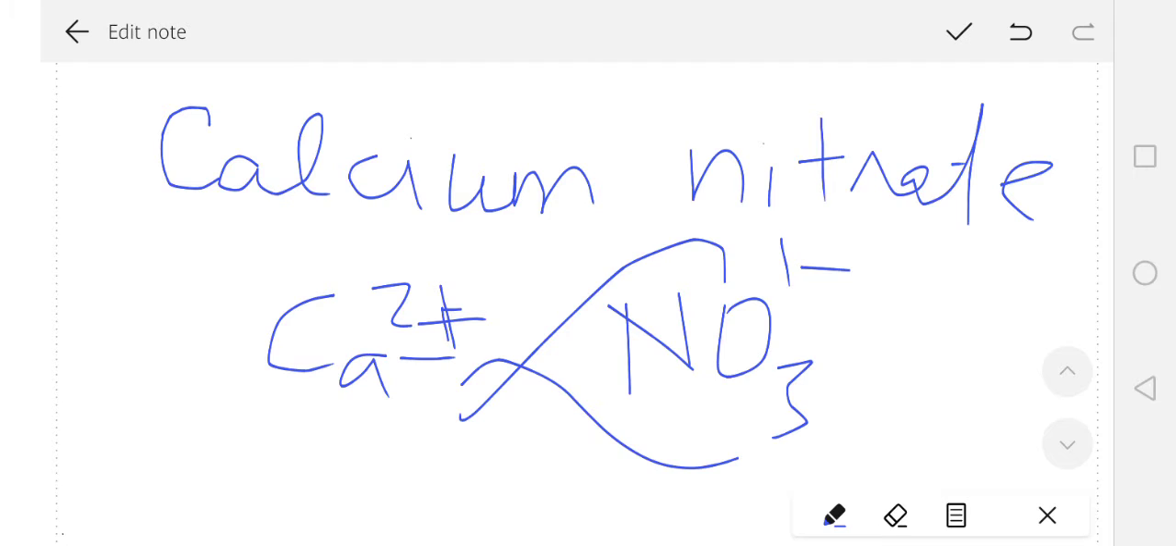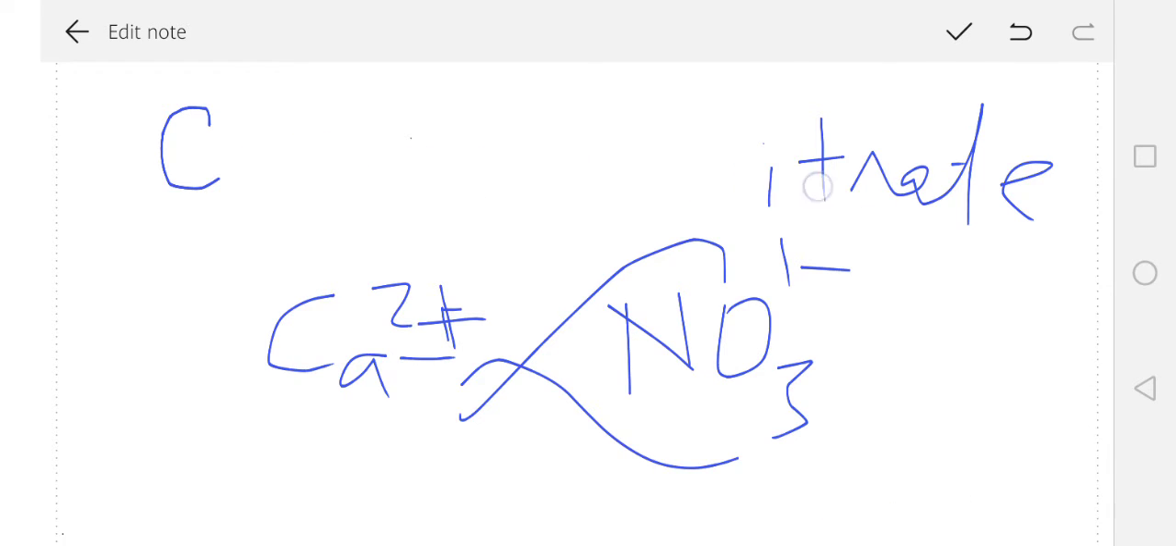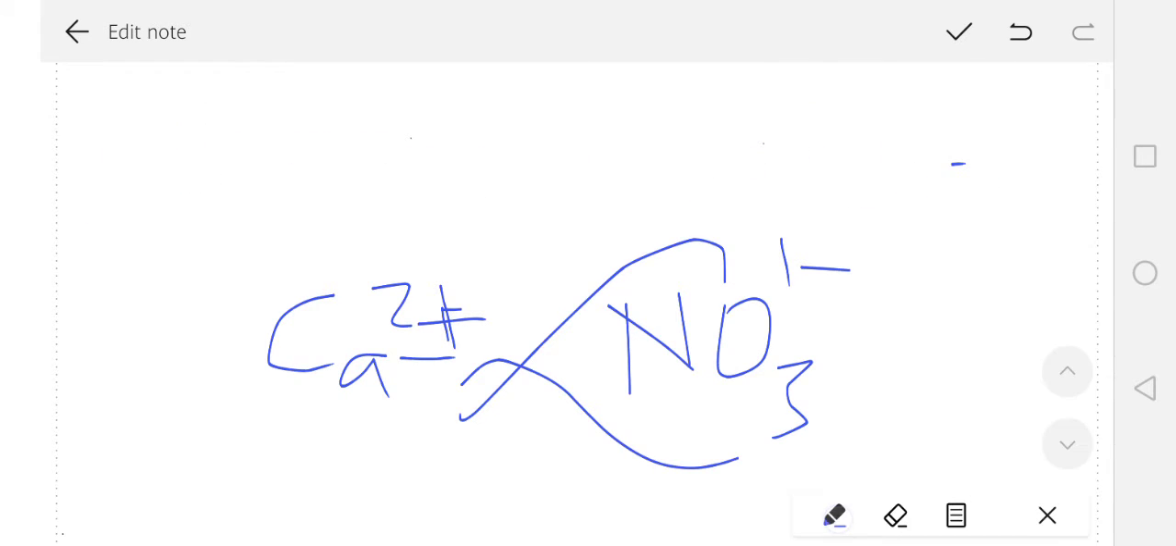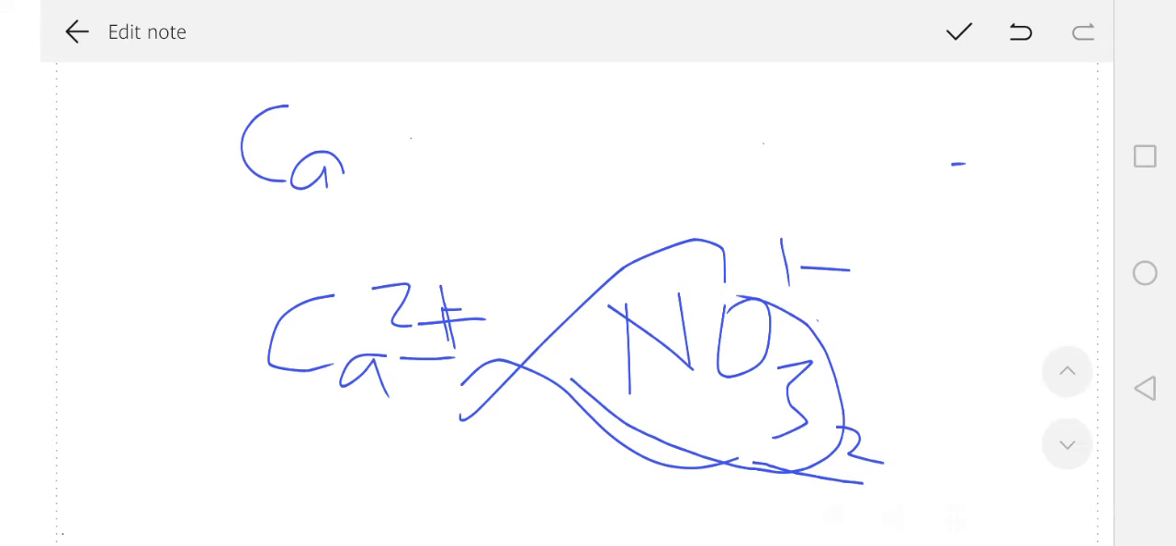So now we use the concept of parentheses. Parentheses mean brackets. You use brackets. In this case, its formula becomes 1-. There is no need to write 1 here. Now 2, if you write 2 here, it looks like 32. It's not 32. There are 2 nitrate, so you use bracket NO3 and 2.